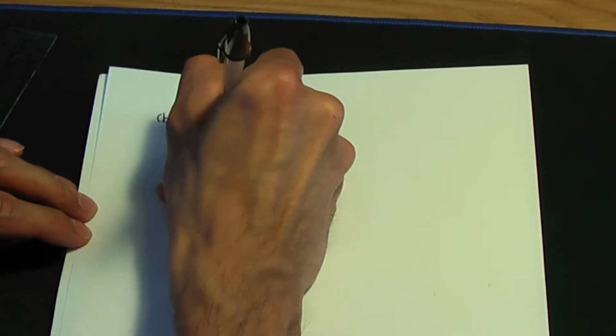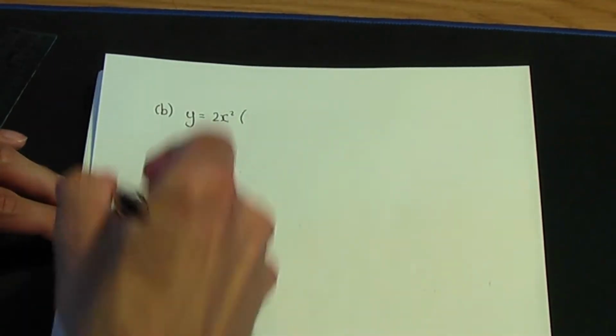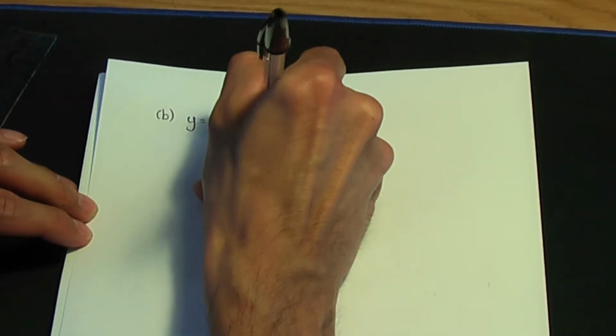Let's take a fresh page. Here's part B. In part B, let's try and differentiate y equal to 2x squared into 2x plus 1 cubed.